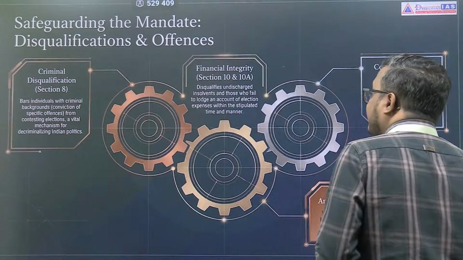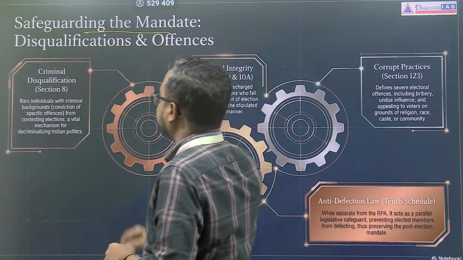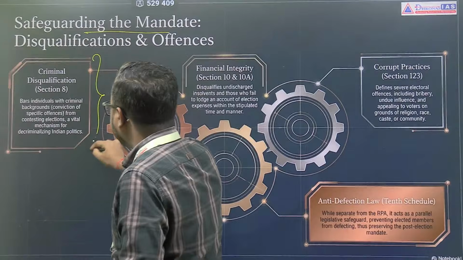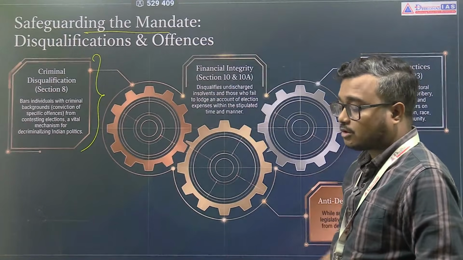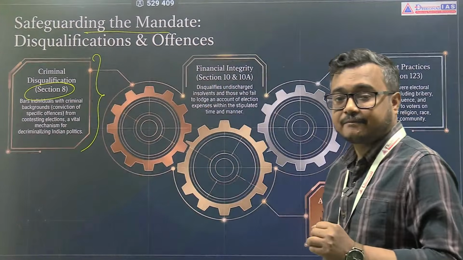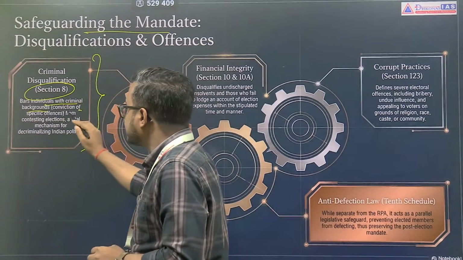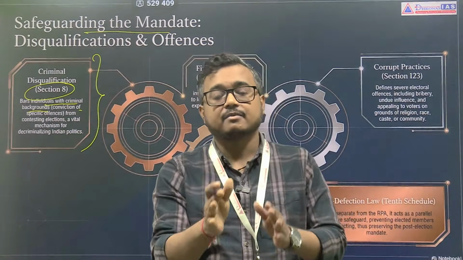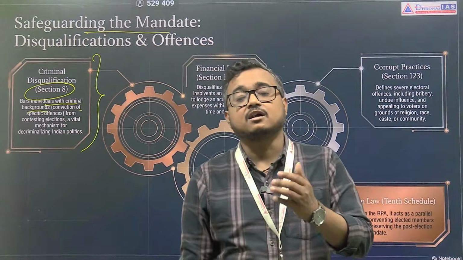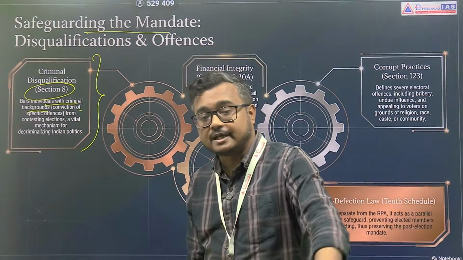Now let's see how we can clean the election process, that is, safeguarding the mandate, the disqualifications and offences and everything. So I told you, the RP Act 1951 actually deals with disqualification. This was one of the most important ones, Section 8. In Section 8, if any individual has a criminal background, conviction of specific offences, we can bar them from contesting an election. I told you about the 2 years jail rule. If anybody is convicted for 2 years under a particular offense, he or she will be disqualified.